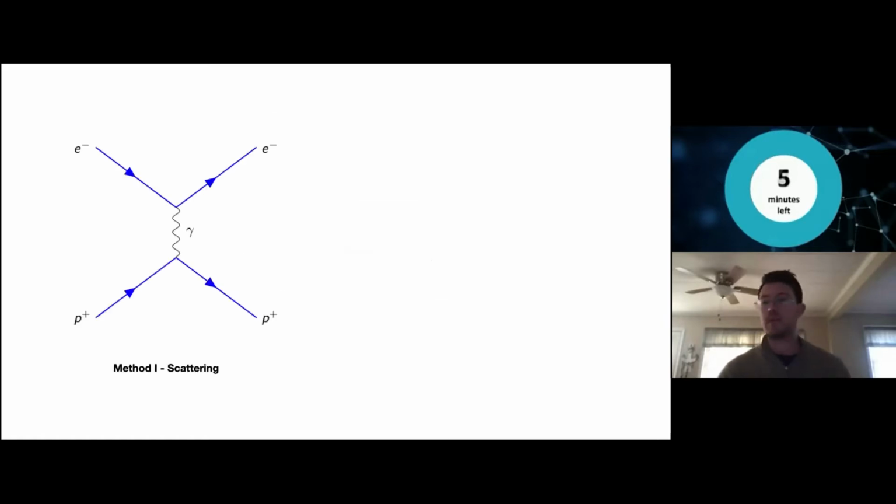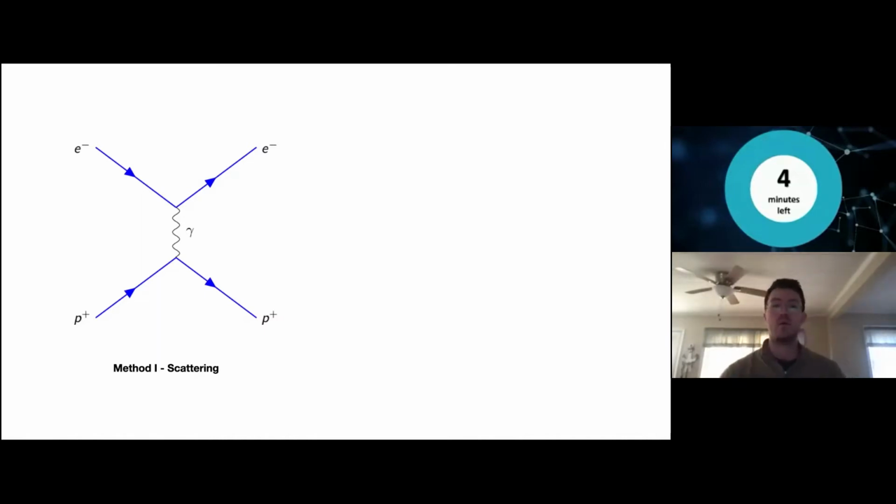So how do we measure the size of the proton? Well, there are two methods for doing so. There's method one, which we call scattering. And the analogy for scattering is playing billiards or pool. You have your cue ball and you have an 8-ball, and you shoot the cue ball at the 8-ball. And if you're like me and bad at pool, you scratch and the cue ball goes off into a corner pocket. If you know how hard you hit the cue ball and what pocket it goes into, you can infer the size of the 8-ball.